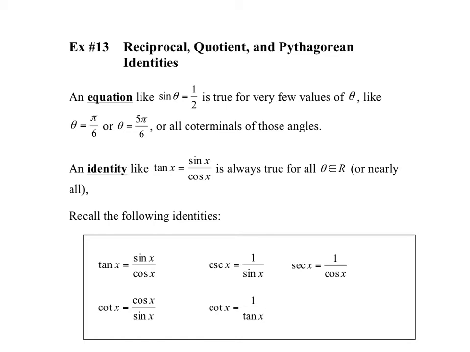An equation is something like sine theta equals 1/2. There's an answer for that solution. For example, in the first revolution, it's pi over 6 and 5 pi over 6. So that's the value you would put in for theta. And notice that all coterminal angles would also be correct here. An identity is something that's true for all values, or at least almost all. We're going to explore that today.